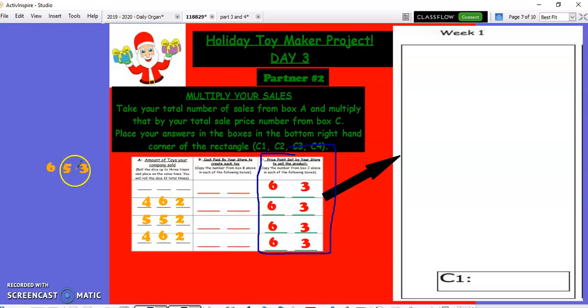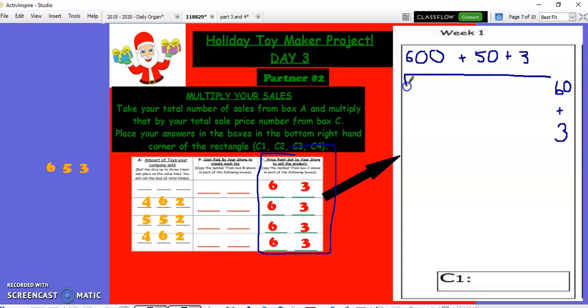So the first thing I need to do is take 653 and write it in expanded form. A 6 in the 100s means that's worth 600. A 5 in the 10s is worth 50. And a 3 in the 1s is worth 3. Multiplying that by $63, when separated and written in expanded form, is 60 plus 3.